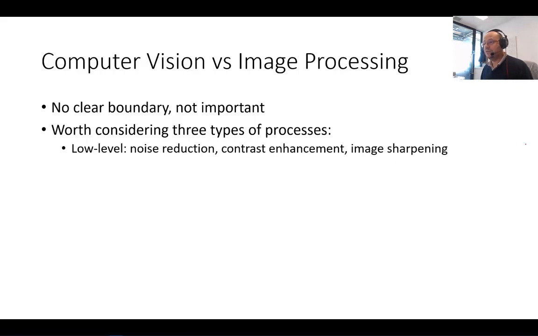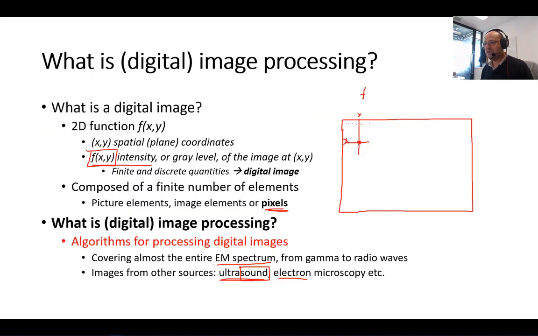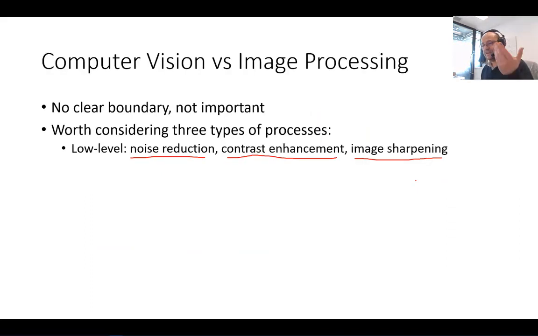So there's the low-level processing, which involves noise reduction, contrast enhancement, and image sharpening. Once we use Instagram and there are those filters, we're going to learn how to build these filters. Basically, we're dealing with the pixel intensity, and we are applying distinct transformations on this matrix of pixels that we call an image. So this is the low-level processing.